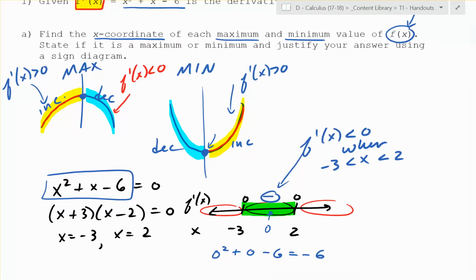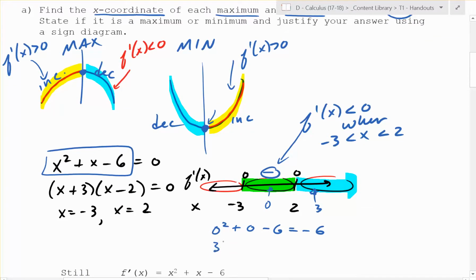But we have two more places to check. Let's check the region to the right of 2. Let's say 3. Let's plug in 3. If we plug 3 into the derivative, we get 3 squared plus 3 minus 6. That's 9 plus 3 minus 6, which is 12 minus 6, which is 6. That's positive. So we know to the right of 2, the derivative is positive.